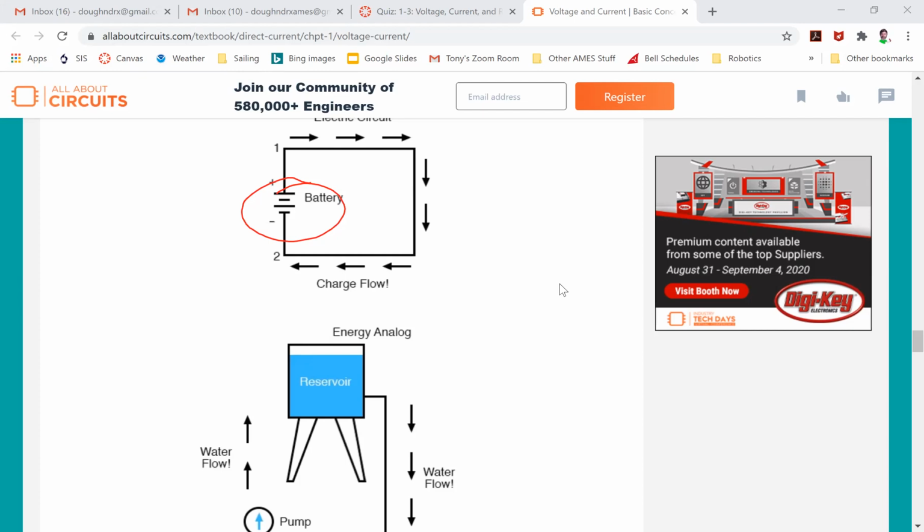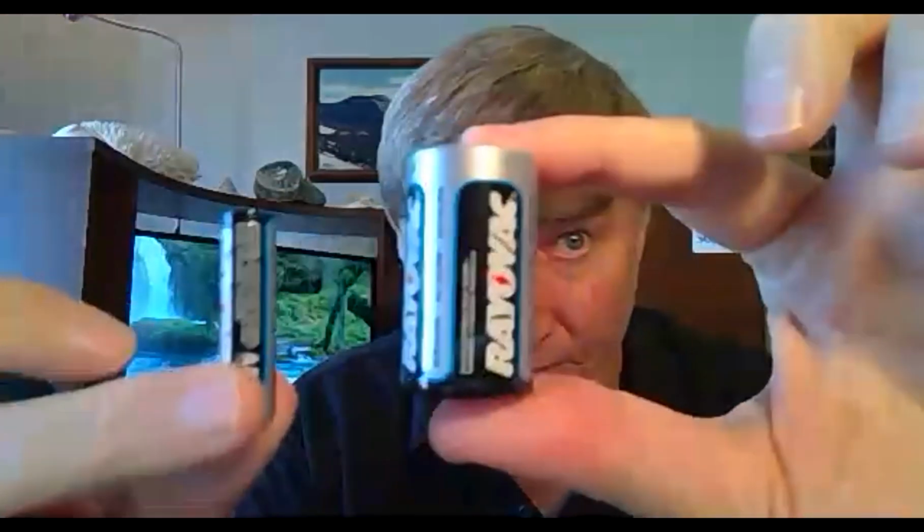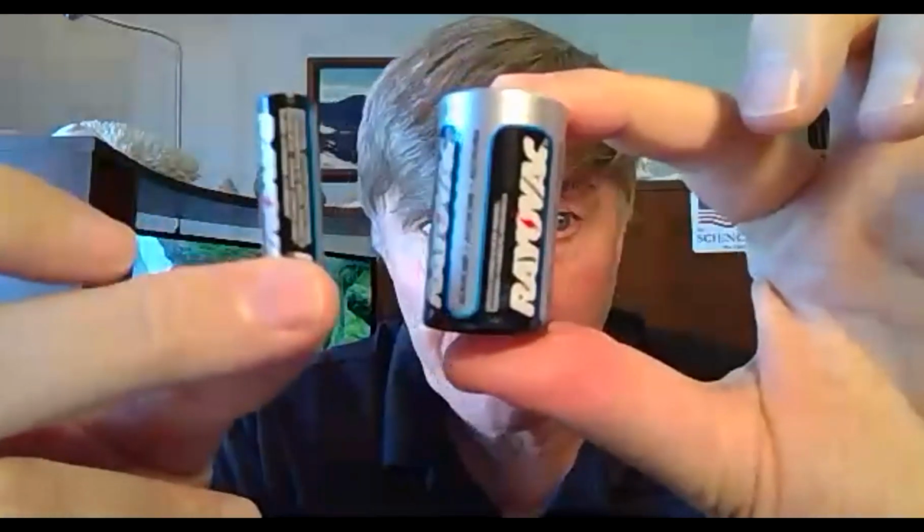Right, sorry about that. So what we have here is a battery. And over here, I have a different battery. Can you see that? Okay. Clearly this battery here is bigger, this battery here is smaller.